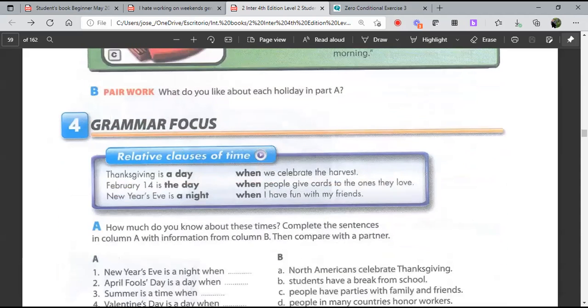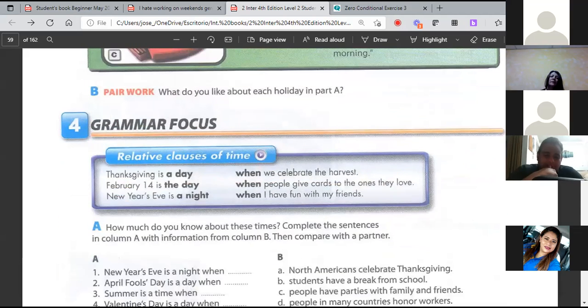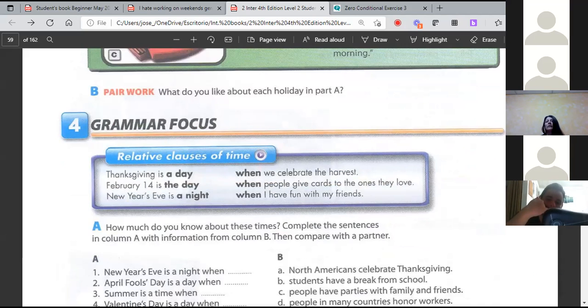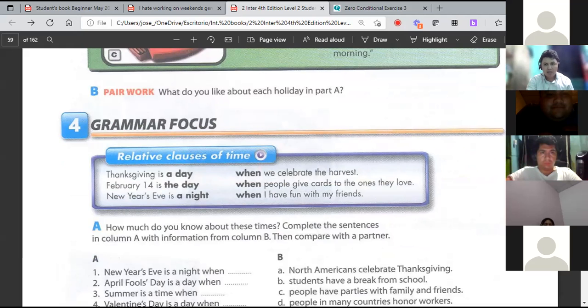So basically, what I'm trying to tell you is, if you want to connect an idea, like when something is done or happens, you can start with this structure. For example, you can say, September 15th in El Salvador is the day when we celebrate Independence Day, correct. And we can also say May the 10th is the day when we Salvadorians celebrate Mother's Day.